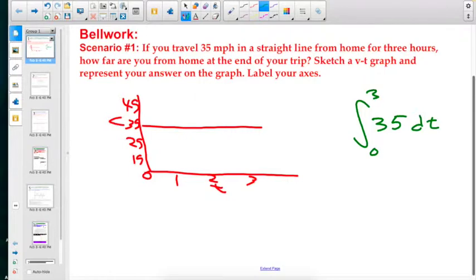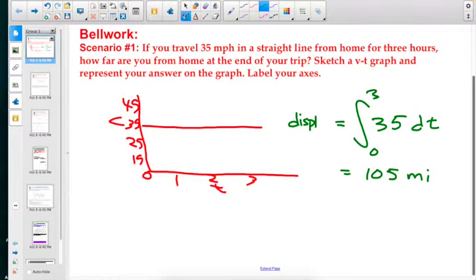And what does this equal? What are we calculating? 105. The answer is definitely 105. And the units are miles. You got all that. Distance. Correct. Yeah, are we calculating distance or displacement? Displacement. We are definitely calculating displacement.